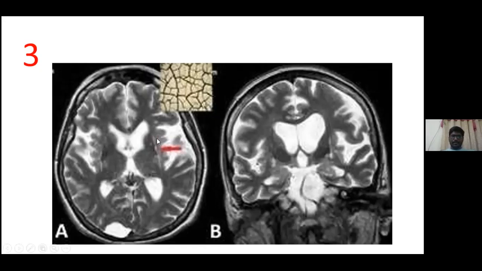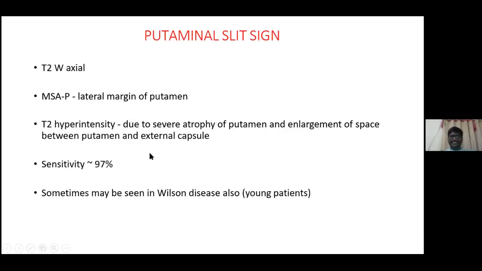side there is no abnormality, on the left side you see the putaminal slit. This putaminal slit sign is seen in Wilson's disease. The sensitivity of this sign is almost 97%. Again, this putaminal slit sign is seen in Wilson's disease and multiple system atrophy.